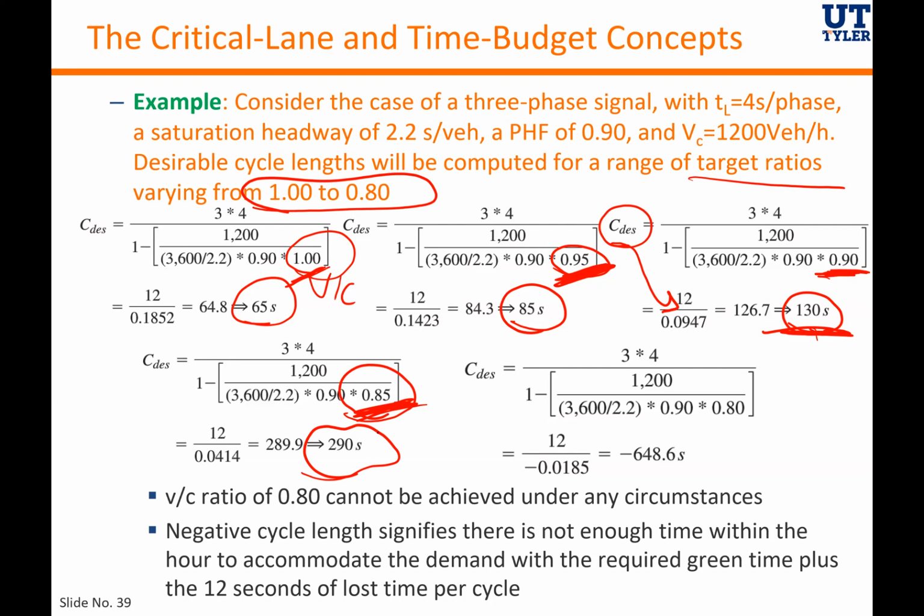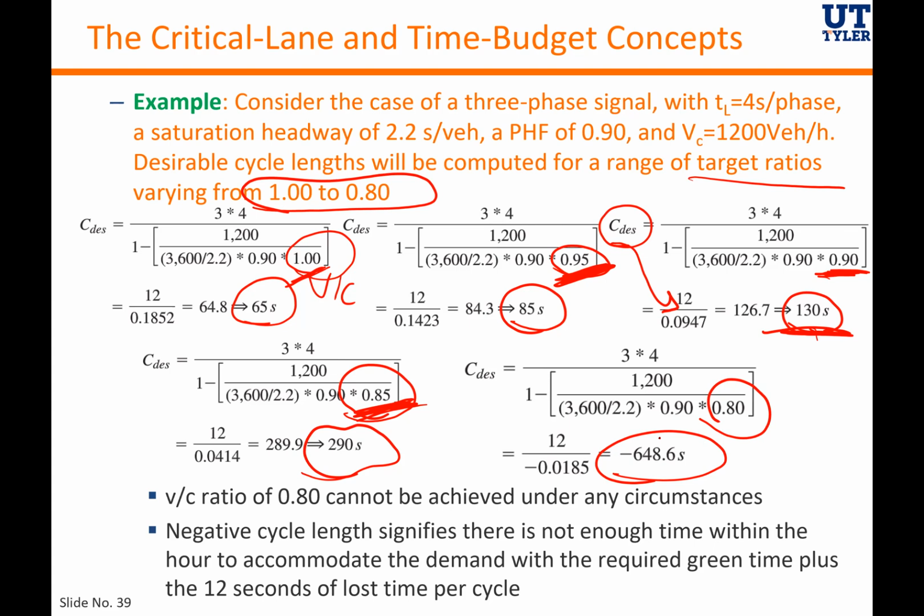The cycle length now is significantly longer, 290 seconds, just to keep the V over C at 85% or lower. And if you really now want to go to the extreme, which is 80%, what are you going to end up with? We're going to have a negative desirable cycle length. The negative here doesn't mean anything, but it means that there's not enough time within this hour to accommodate the demand with the required green time plus the 12 seconds lost time per cycle. That's basically what it is.